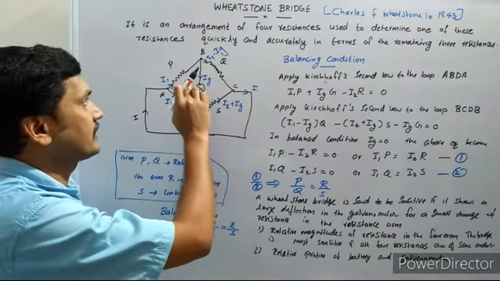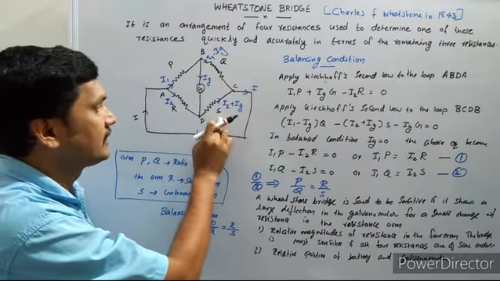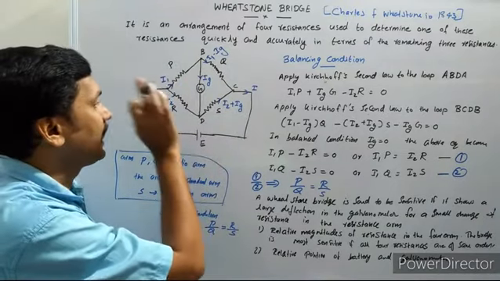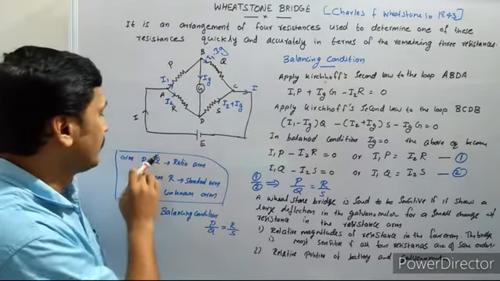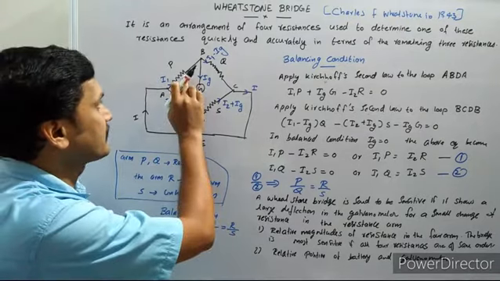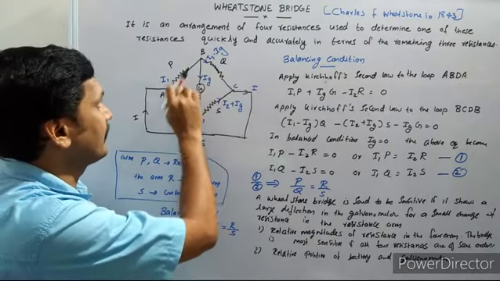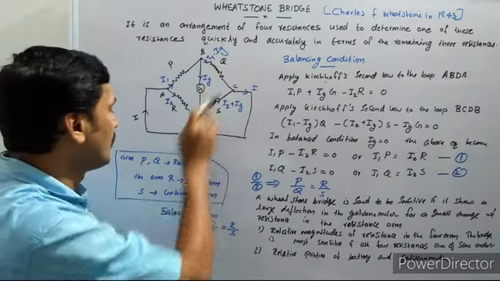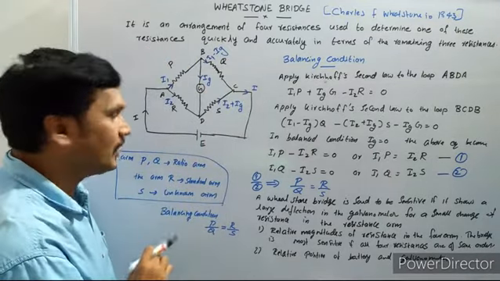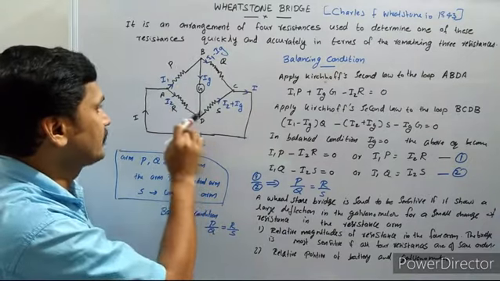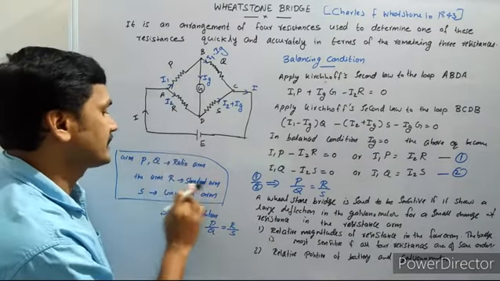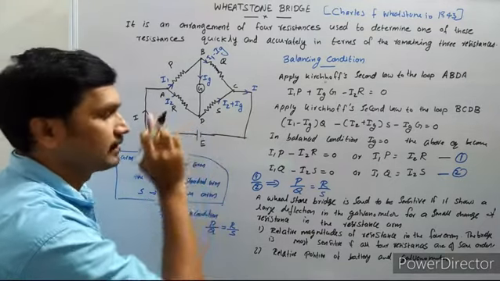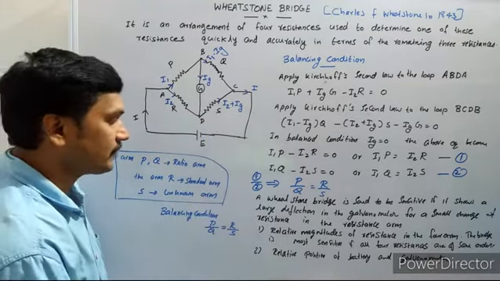In these four resistors P, Q, R and S, let us say S is the unknown resistance, and P, Q, R are known resistors. P and Q, connected in the arms AB and BC, are known as the ratio arms. The arm AD, which contains the resistance R, is known as the standard arm. And we connect the unknown resistance in the other arm. That unknown resistance is S.